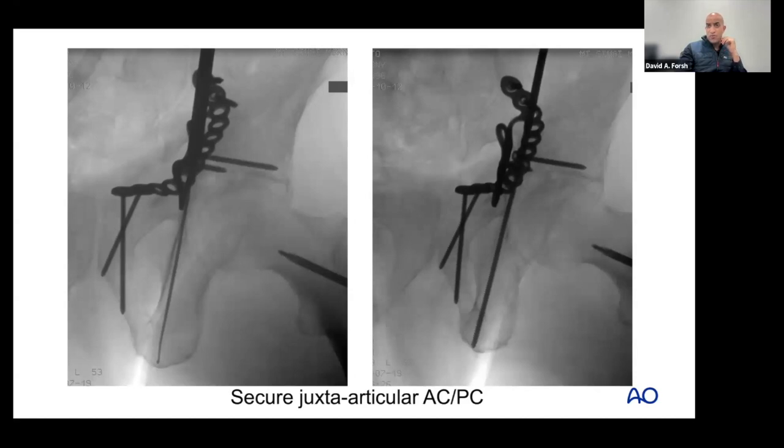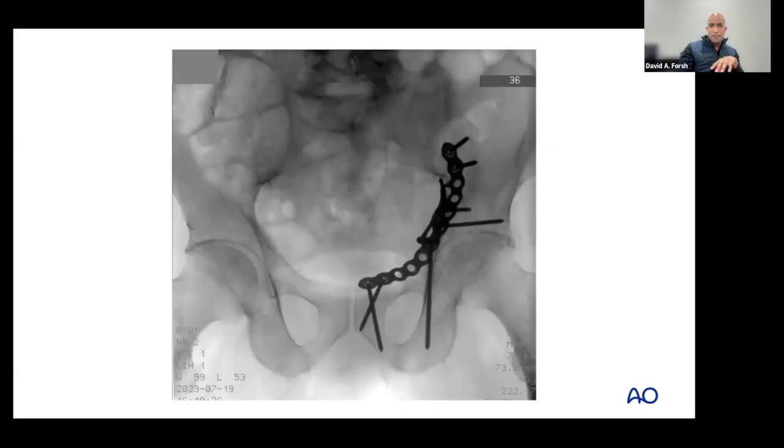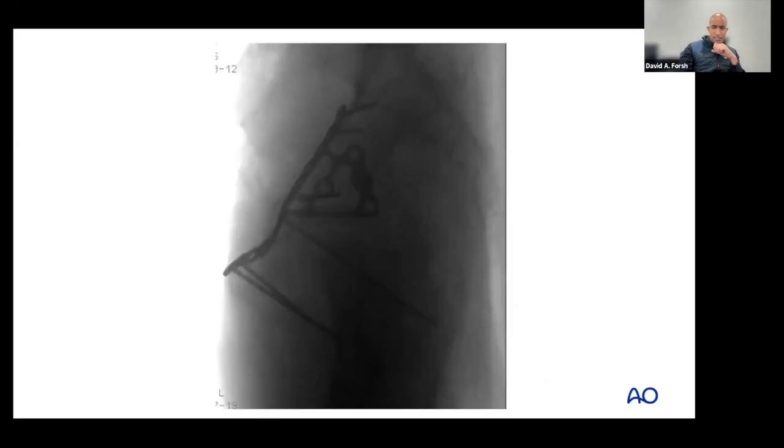That's a very long screw that you can use that has a very, very robust bite, and it really sucks down and buttresses the anterior column quite well. And so the final construct ends up looking something like this, with a congruent contained joint with very robust fixation. And this is what it looks like.